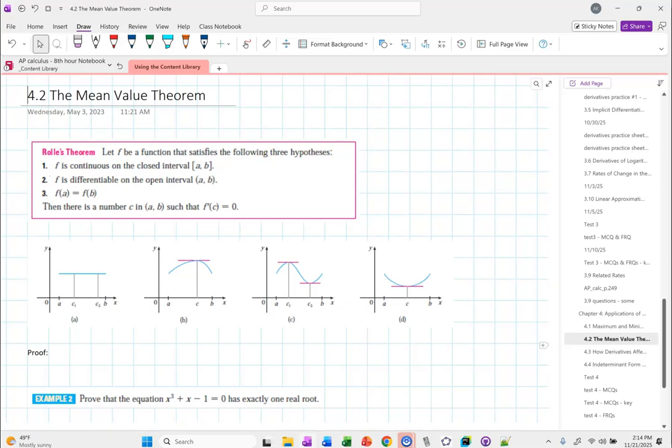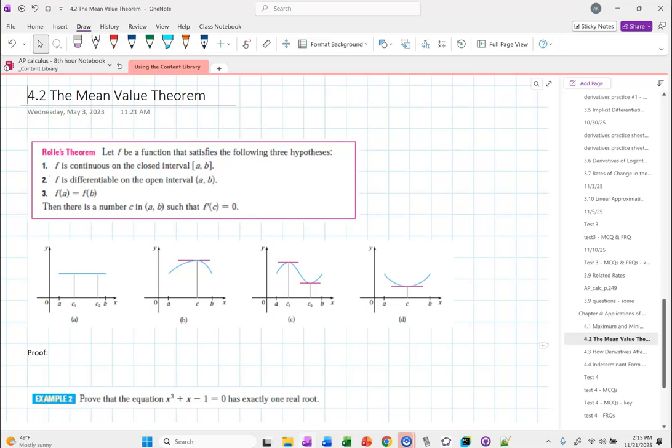In section 4.2, we're going to talk about the mean value theorem. Before we get to the mean value theorem, I want to introduce Rolle's theorem. This is not a theorem you've memorized by name or would be expected to quote on the AP exam. In fact, it's only here to use to prove the mean value theorem, which I'm not going to prove in class because I'm looking to catch up on time. What Rolle's theorem says, if you have a function that satisfies these three conditions: it's continuous on a closed interval, differentiable on the open interval.